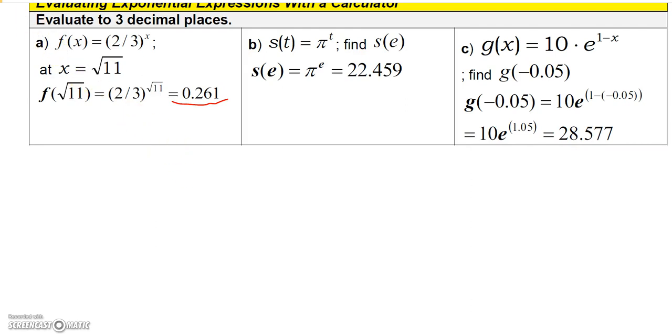Okay, so that ends the section on exponential functions. So in the next few sections, we'll be devoted to log functions.